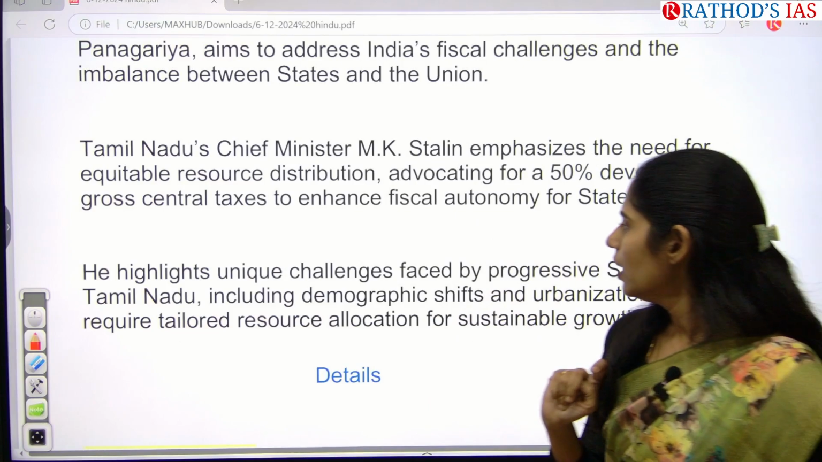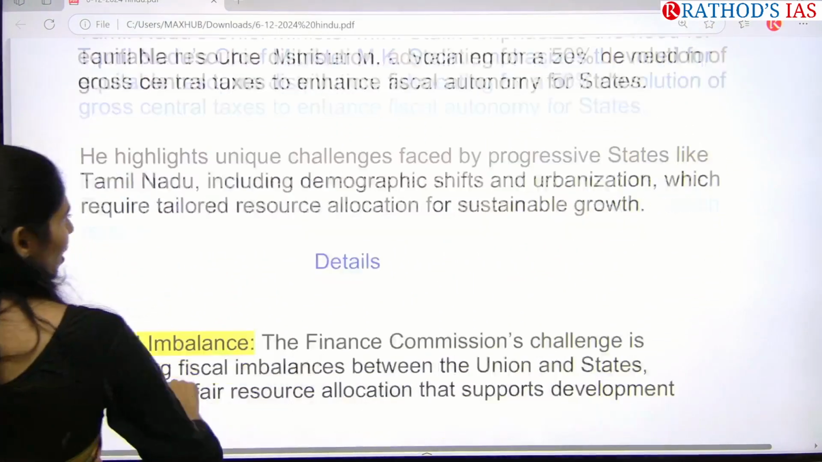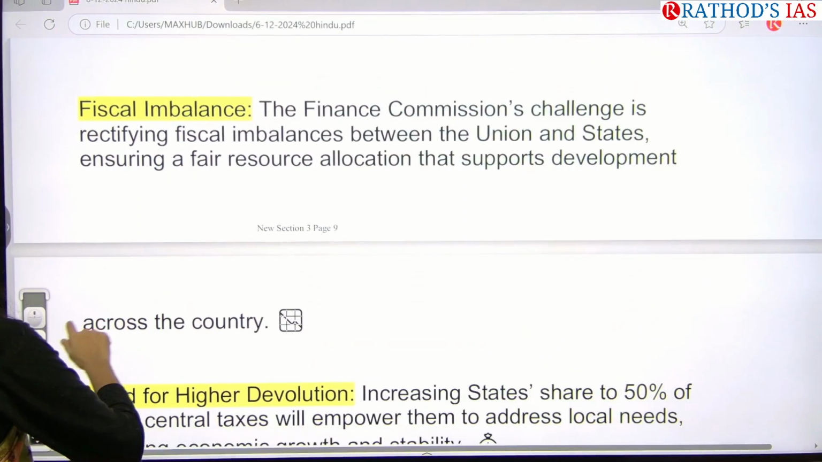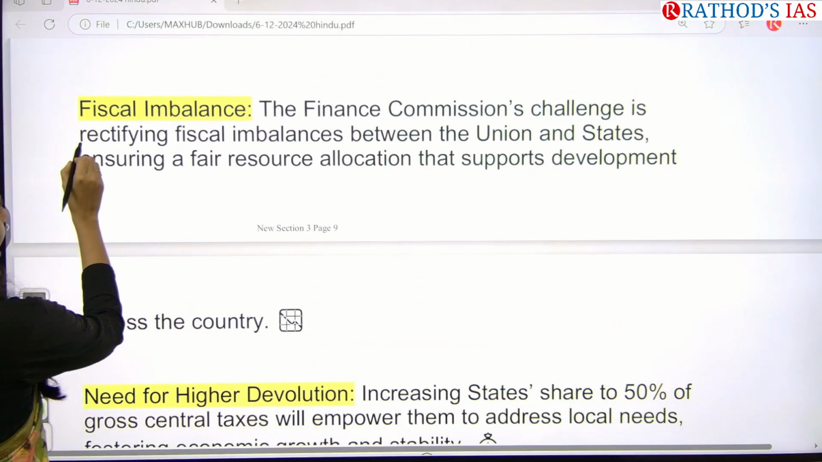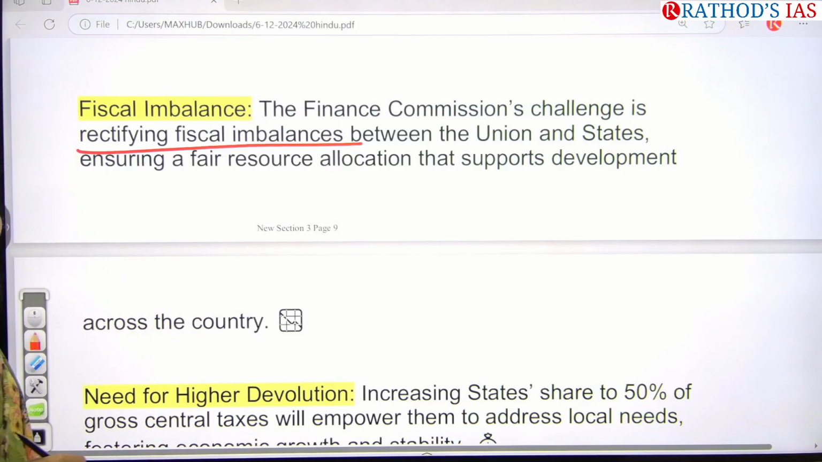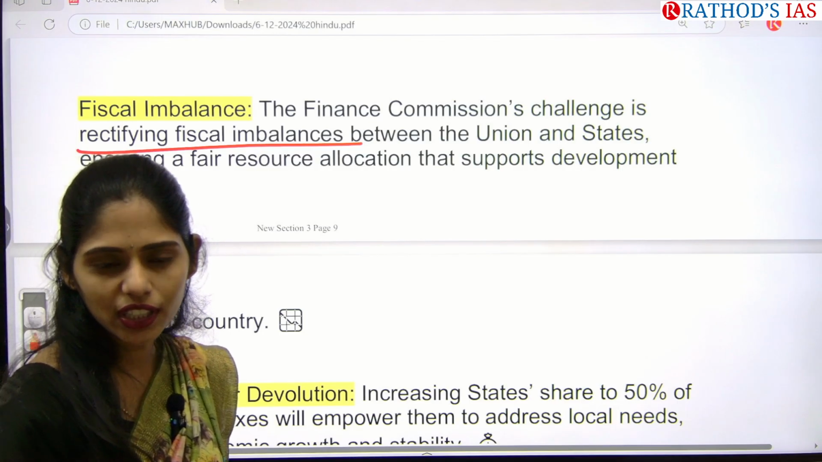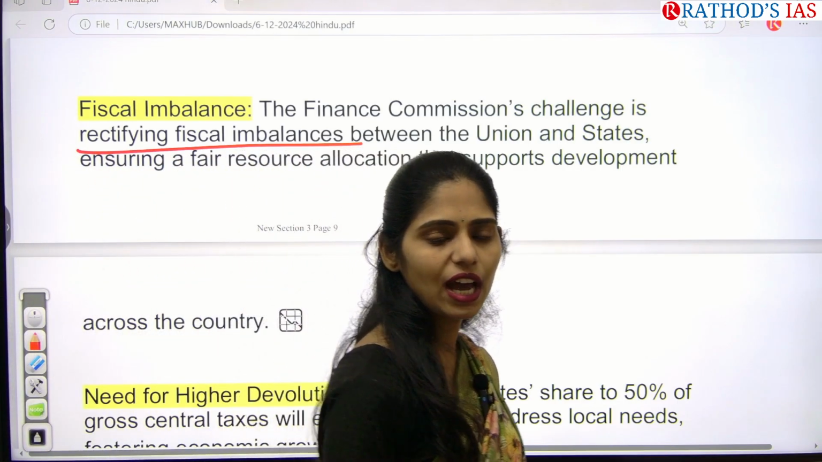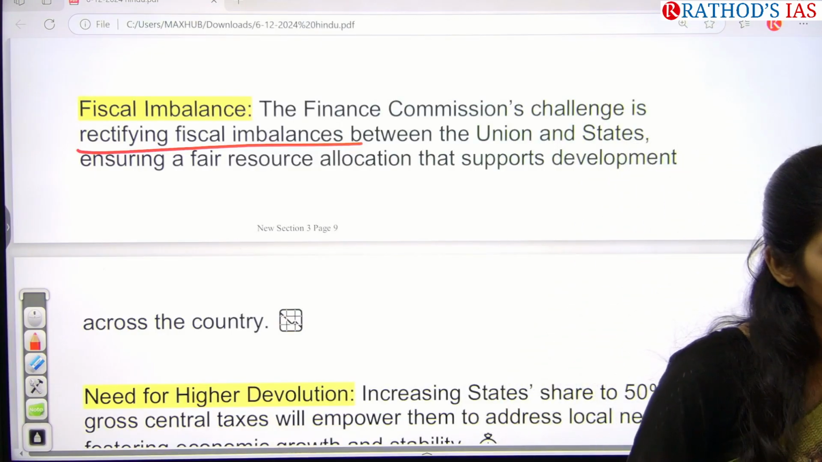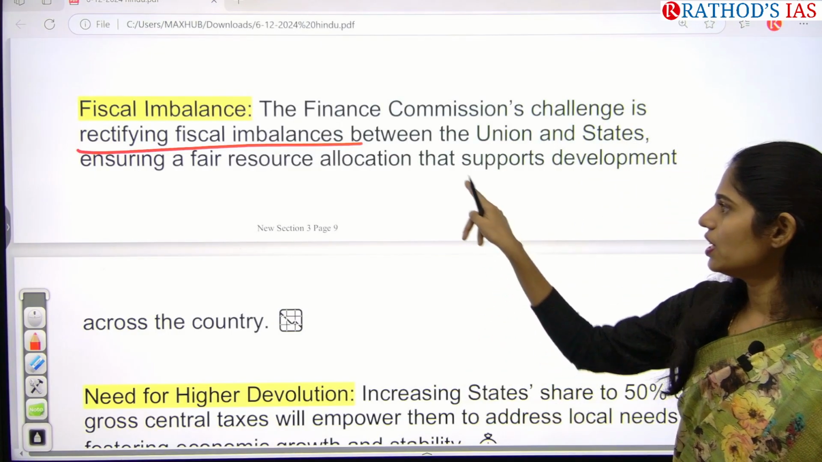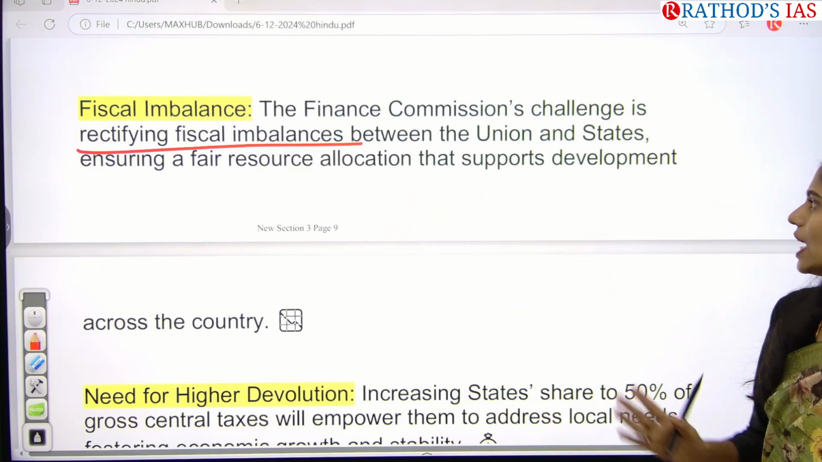Okay. And some important things that you have to remember here is the Finance Commission. It has a challenge, that is, we have to rectify the financial imbalances between the Union and states, like in the vertical devolution, so we need to increase the funds. Earlier it was 41%, now the states are demanding 50% devolution of taxes. And we also have to ensure fair resource allocation.